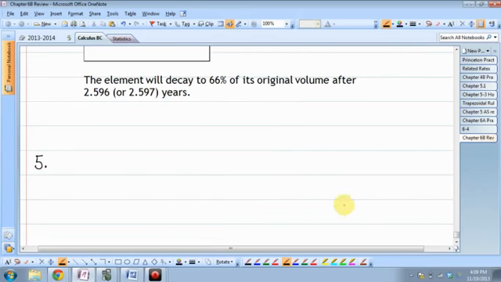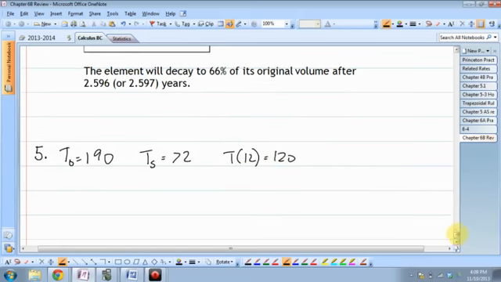Question 5. Newton's law of cooling, T naught is 190. TS is 72. T of 12 is 120. I think the first thing is, what's the value of k?